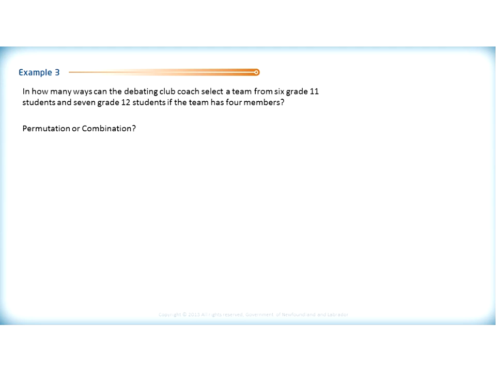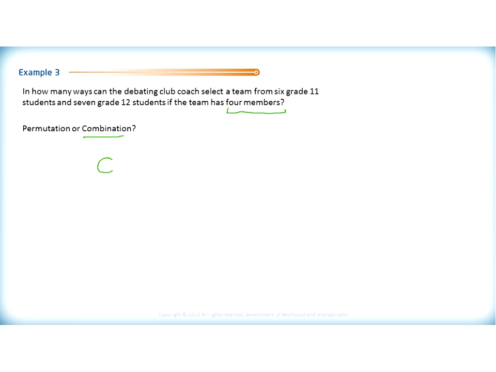In how many ways can a debating club coach select a team from 6 grade 11 students and 7 grade 12 students if the team has to have 4 players? The team has to have 4 players. Again, is order important? That will help you determine whether this is a permutation or a combination. Is order important in terms of the order in which he chooses those 4 players? And the answer is no. This is a combination. Order is not important.